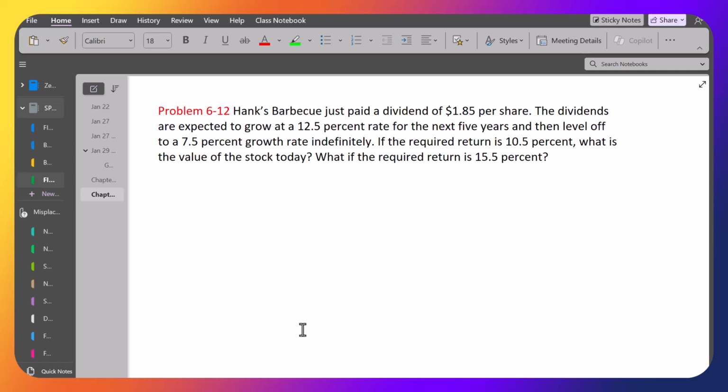Hank's Barbecue just paid a dividend of $1.85 per share. The dividends are expected to grow at a 12.5% rate for the next 5 years and then level off to a 7.5% growth rate indefinitely. If the required return is 10.5%, what is the value of the stock today? And what if the required return is 15.5%?